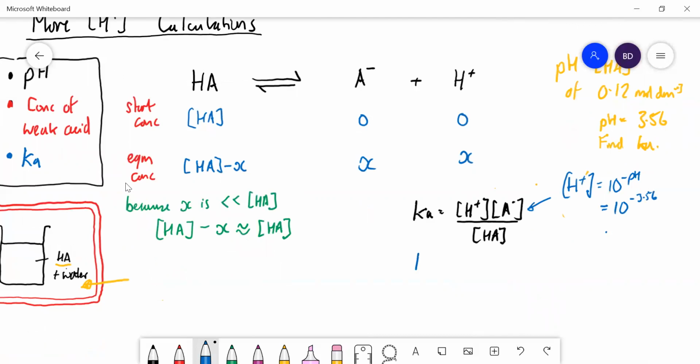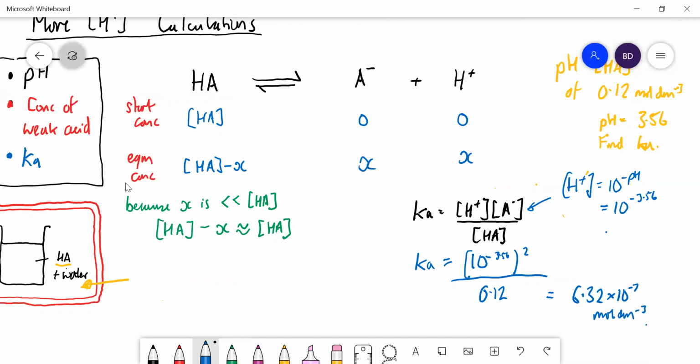So let's put the numbers in. So Ka is equal to 10 to the power of minus 3.56, and we need to square that because it's H plus times A minus. And then HA, the concentration is 0.125. Put that into the calculator and you get Ka is equal to 6.32 times 10 to the minus 7. And what's the units of Ka? It's always moles per decimeter cubed. So there we did that one.